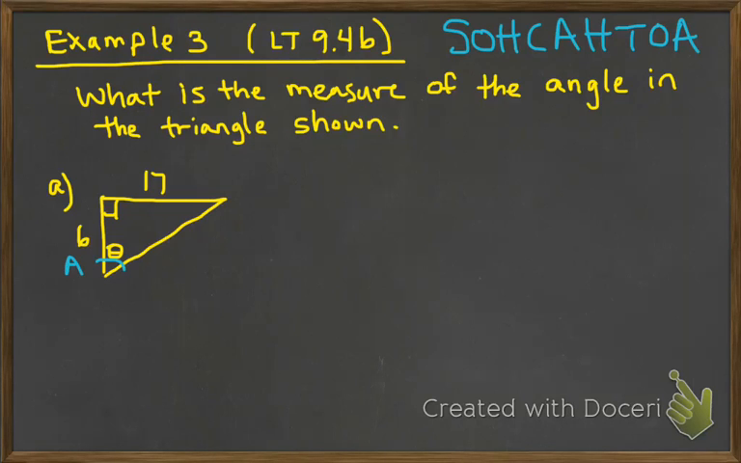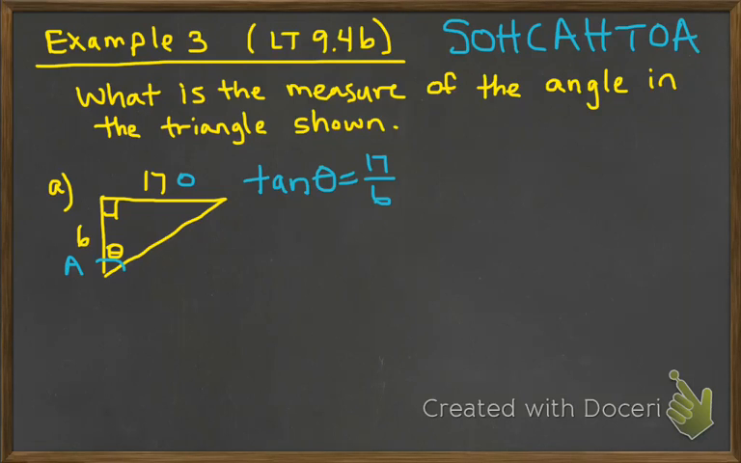The 17 is straight across from the angle, so that is the opposite side. Looking at SOHCAHTOA, I know that the tangent uses the opposite and the adjacent. So I'm going to set up my trig equation. The tangent of theta is equal to the opposite, or 17, over the adjacent, or 6. So now there's my trig ratio that we looked at in section 9.1. Now let's solve this trig equation like we did in example 2.